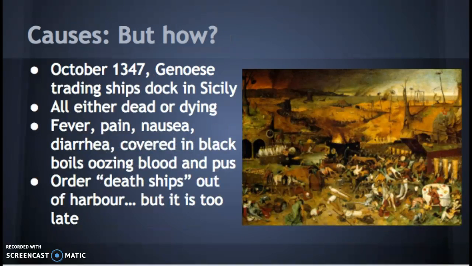In terms of the plague itself, it originates in Sicily, so that little island off the tip of the Italian boot peninsula there.